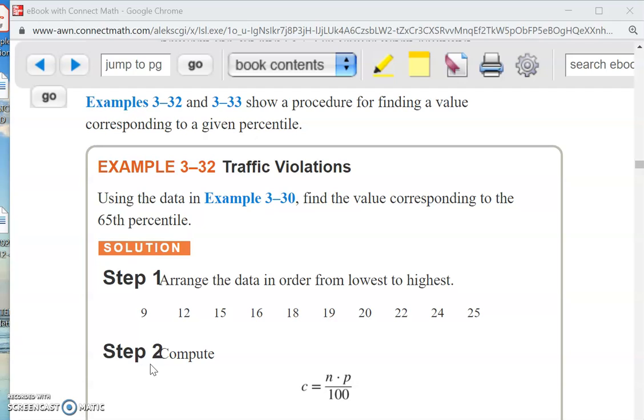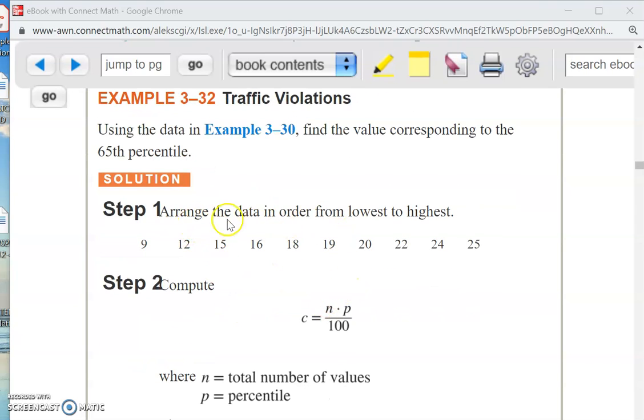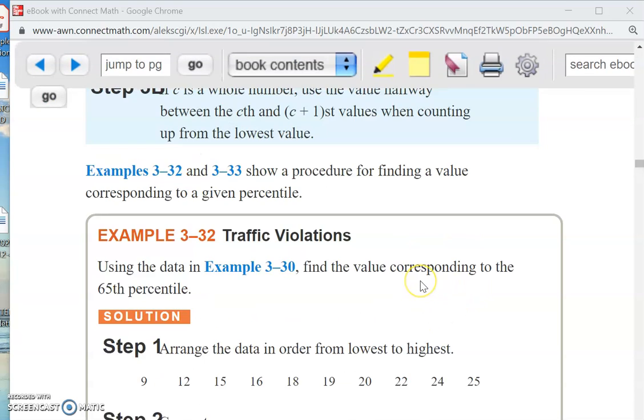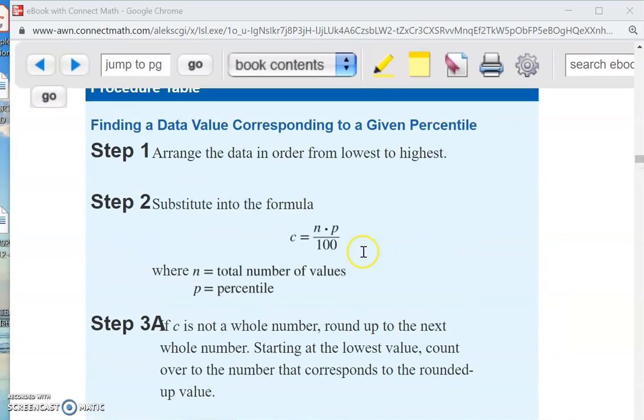Okay. Now what we're trying to do is we're saying, okay, I want to know what is the value that corresponds to this 65th percentile. In other words, if I want to be at 65, where am I going to have to be at? Okay, so here's the original data. Okay, it's already arranged in order from lowest to the highest. We plug it into this formula right here.